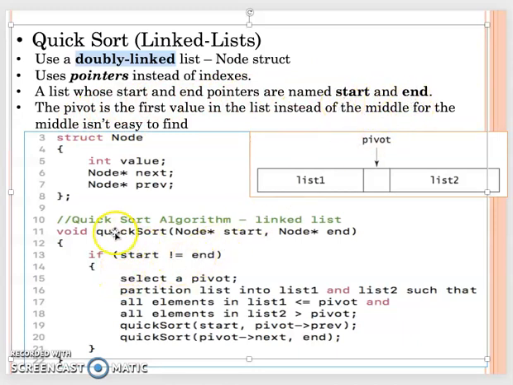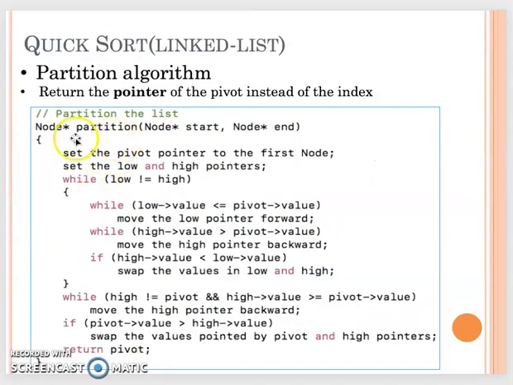QuickSort is still a recursive function. The recursion condition is here: as long as your start is not equal to the end. You have your pivot, you have your partition, and then you break that into two lists. The same concept works on the linked list, and the partition is still the same algorithm. But one thing is that you pass in the start node and the end node, so be careful: your low and high pointers are still node pointers.